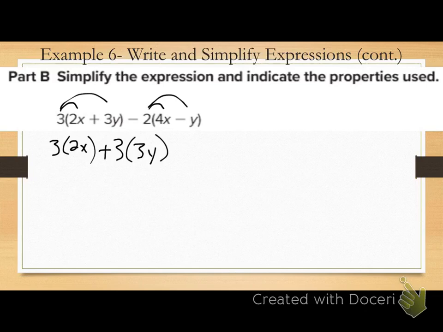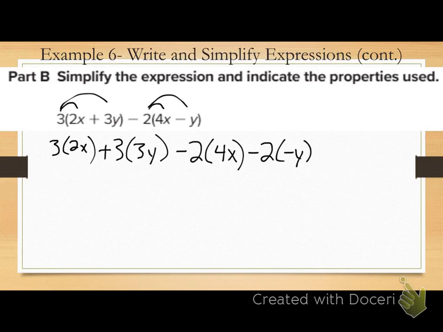Next set of parentheses. Am I distributing 2 or negative 2? Negative 2. It is negative 2. This minus sign makes that 2 negative, so I've got to distribute that whole negative 2 through my parentheses. So I've got negative 2 times 4x, that first term. Negative 2 times negative y. That minus sign makes that y negative. So I've got to have a negative y right there. Any questions on that?